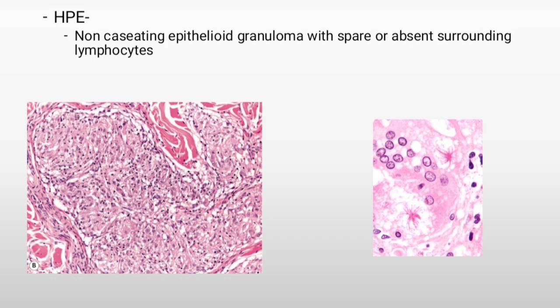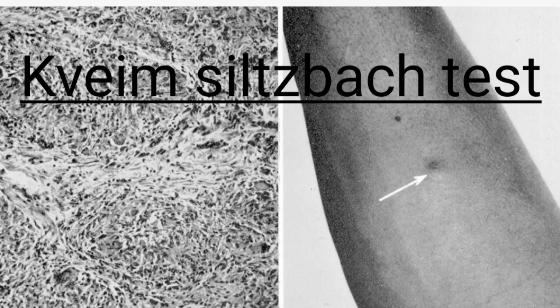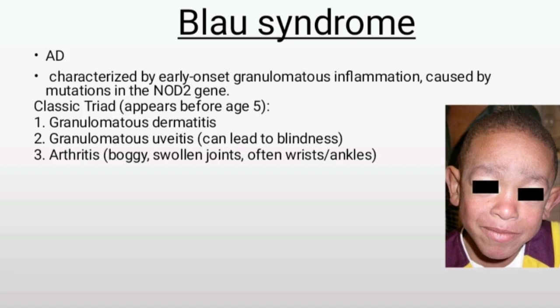The histopathology of sarcoidosis has been used historically in the Kveim test, wherein the spleen and lymph node of sarcoid patients are crushed and injected into a patient in whom we suspect sarcoidosis, followed by 4 to 6 weeks later, we take the biopsy of the injection site to see histopathologically a sarcoidal granuloma. Blau syndrome, in which we can also see sarcoid granuloma, is autosomal dominant, characterized by early onset granulomatous inflammation caused by NOD2 mutation. The clinical triad includes granulomatous dermatitis, granulomatous uveitis and arthritis.